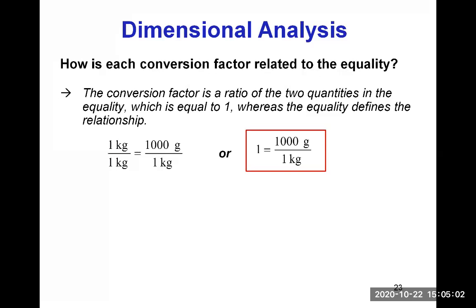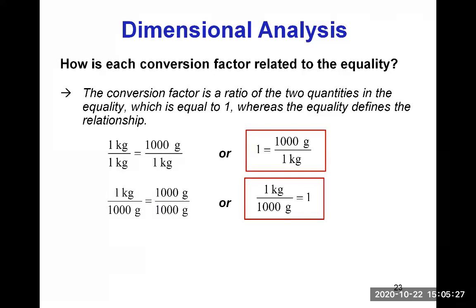Now, if we start from the equality again, 1 kilogram equals 1,000 grams, and this time we decide to divide both sides of the equality by 1,000 grams. Since we do the same operation on both sides, the equality still stands. But you can see here that 1,000 grams over 1,000 grams is equal to 1. So we can rewrite this as 1 kilogram over 1,000 grams, and that's going to be equal to 1. So you can see that those two conversion factors, 1,000 grams over 1 kilogram or 1 kilogram over 1,000 grams, are both ratios that are equal to 1.